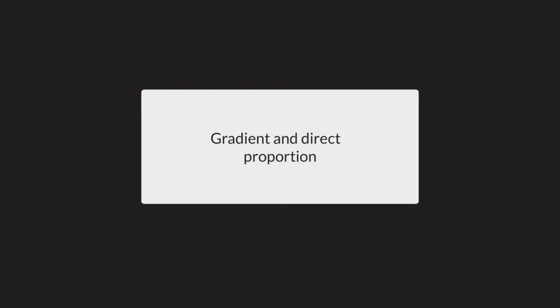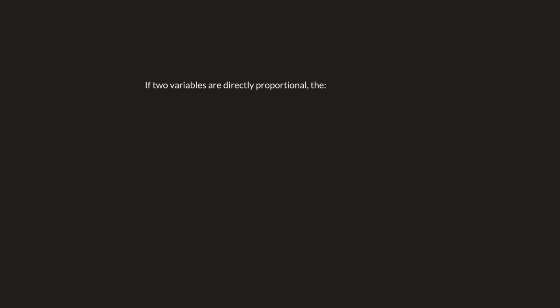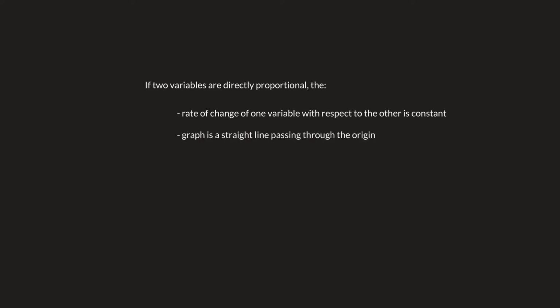During this video, we're going to look at gradient and direct proportion. So if two variables are directly proportional, the rate of change of one variable with respect to the other is constant. The graph is a straight line passing through the origin.